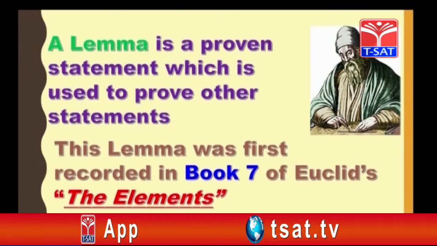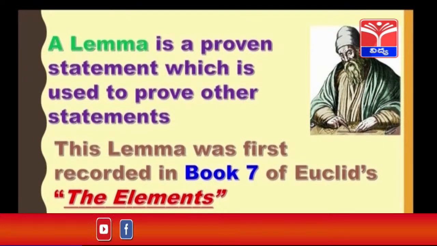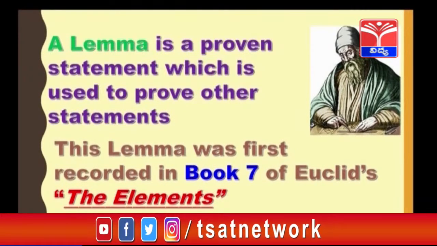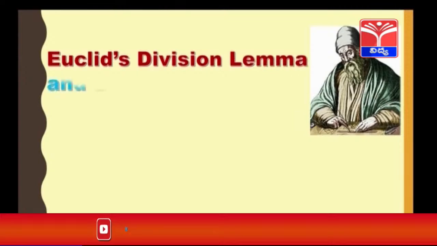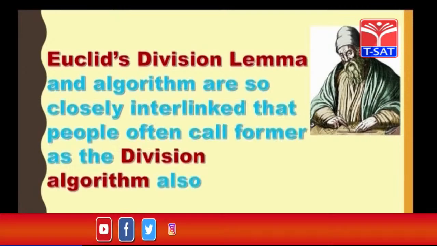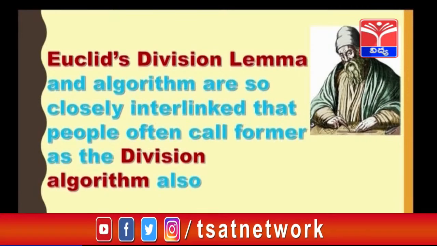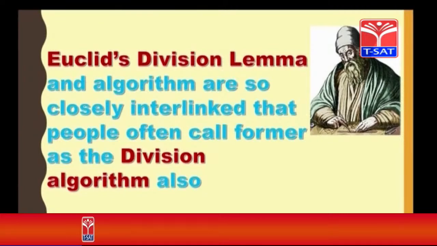So this lemma was first recorded in book 7 of Euclid's The Elements. As we have studied in the previous classes, Euclid's The Elements consists of a total of 13 books, and this lemma was first recorded in one of them, book 7. Euclid's division lemma and algorithm are so closely interlinked that people often call the former the division algorithm also.